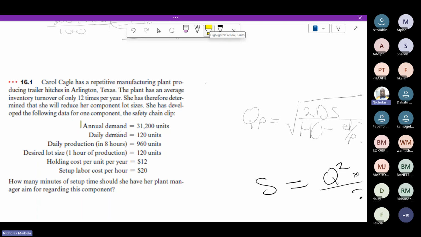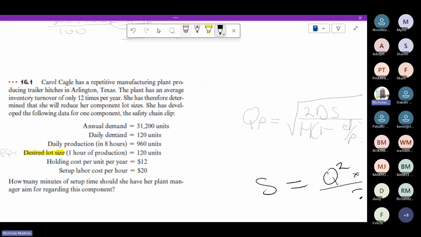There's your annual demand, daily demand, daily production, desired lot size. You see the word desired lot size; it's your EOQ. Then the holding cost per unit per year, and the setup labor cost per hour.